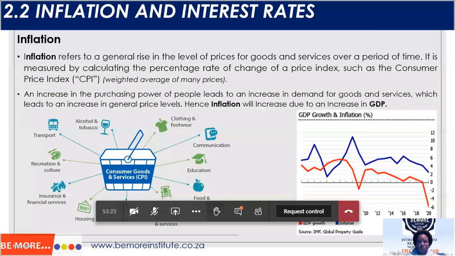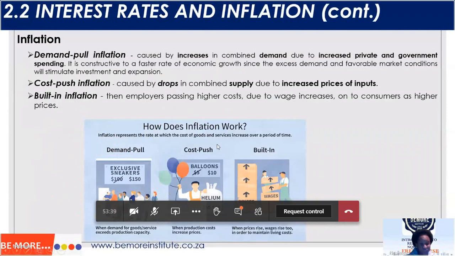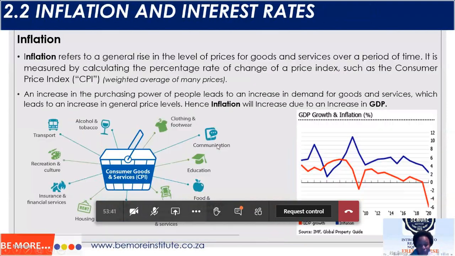Okay. So the goods that go into your basket, as we were explaining how the consumer price index is calculated: your education, your alcohol and tobacco, your transport, your rent, your healthcare, your communication, they all go into your bucket, and then Stats SA will come up with your weighted average, and then you'll come up with what your CPI is.